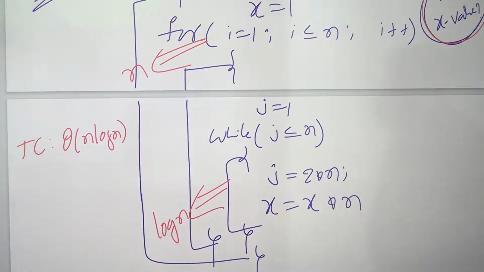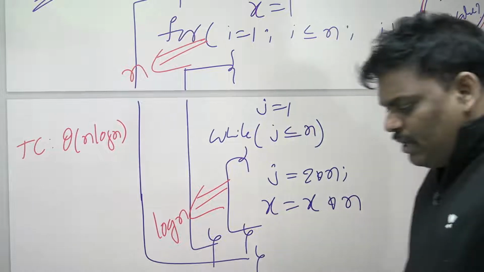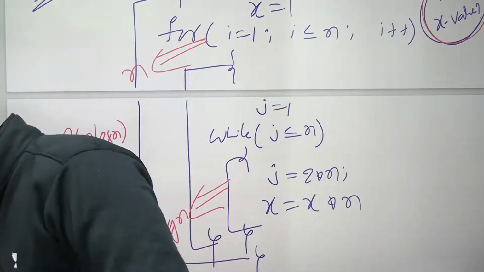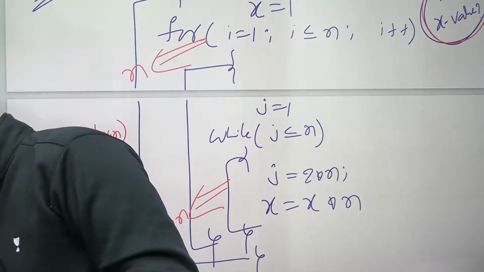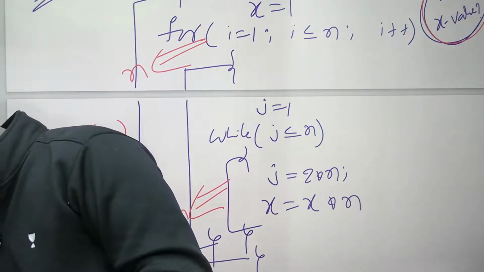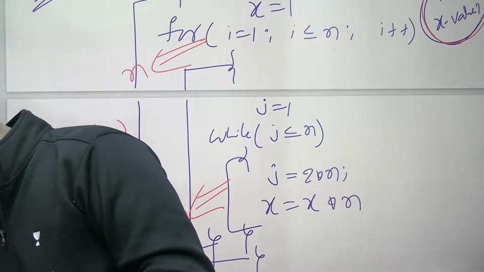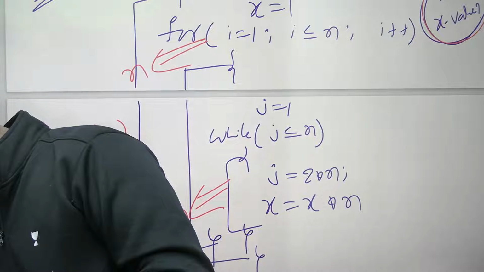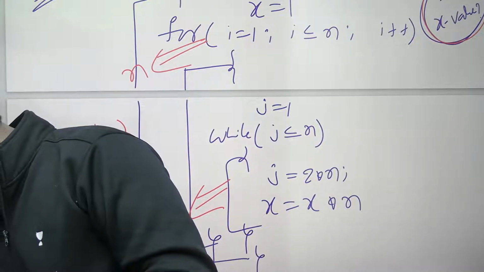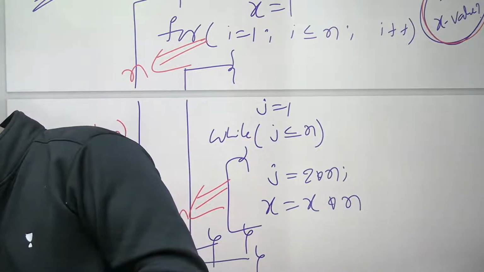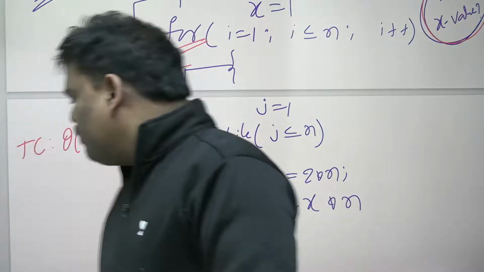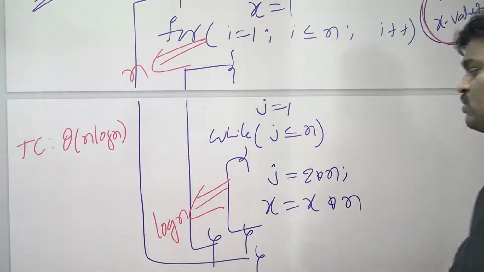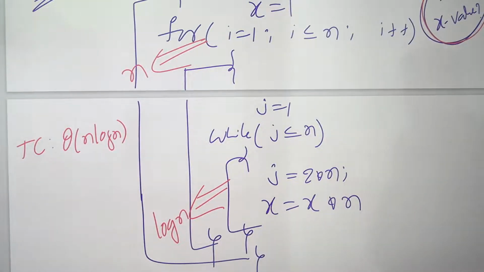Right. So what about the x value? Let's see the time complexity. Time complexity is n log n. True. Time complexity n log n is true. Let's go to the x value.